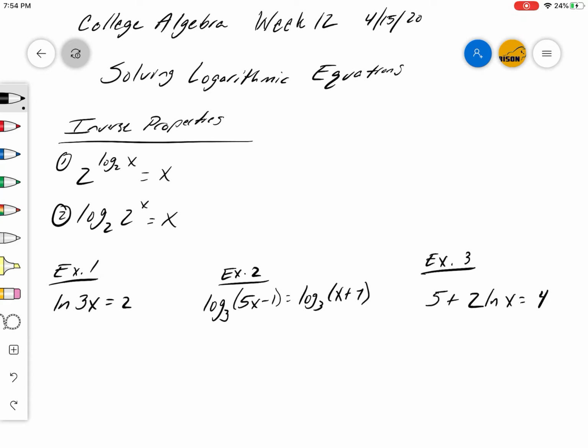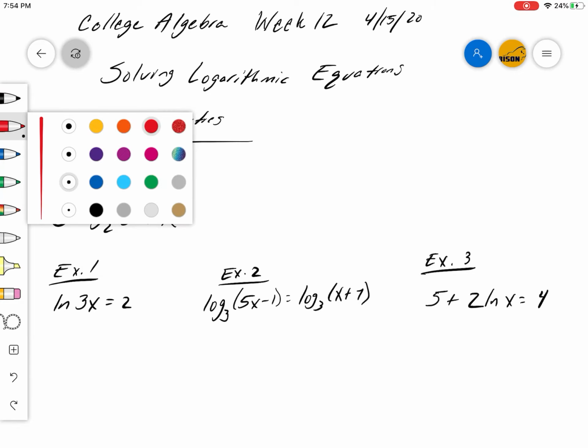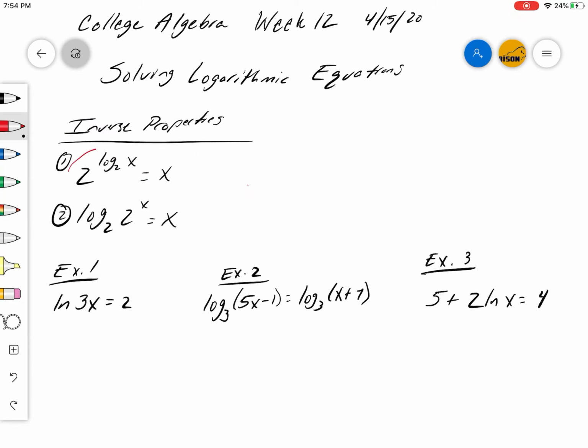So the inverse properties, the first one is if our base number and the base of our log are the same thing, in this case, like 2 to the power of log base 2, all that goes away and it just leaves you with whatever the exponent is. Same for number 2 here. If the base of the log and the whole number of the log are the same number, those can go away, just leaving you with whatever the exponent was. So those are two things that are going to be very important to us moving forward here.